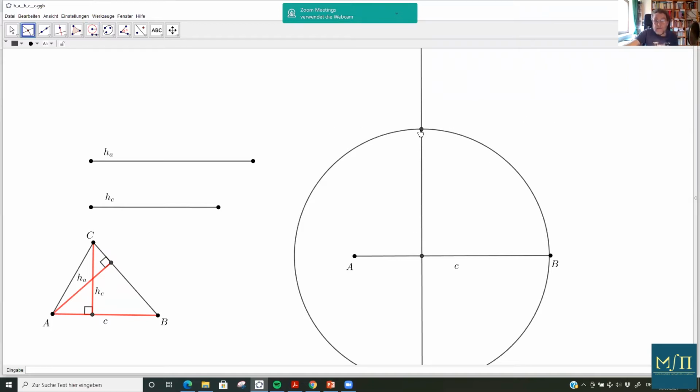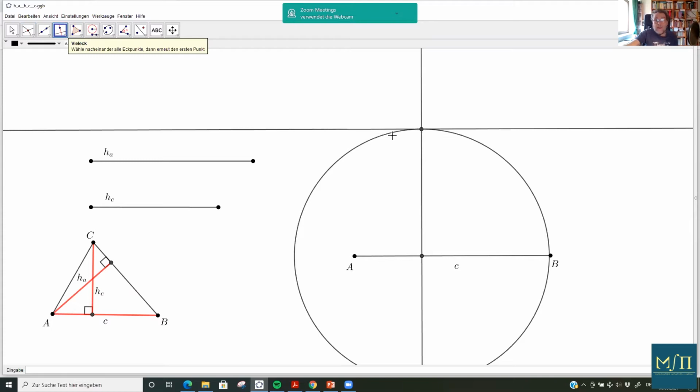The distance from this point here to AB is, of course, equal to HC, because the length of this line segment is HC. So if we draw the parallel to AB, we have this line, and somewhere on this line we will find the vertex C. But of course, right now, we don't know yet where it's going to be. It's somewhere on there.